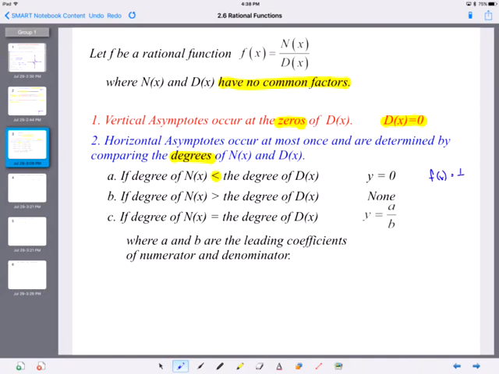F of x equals 1 over x. The degree on top is 0. The degree on bottom is 1. So if that's true, then we have a horizontal asymptote at y equals 0.